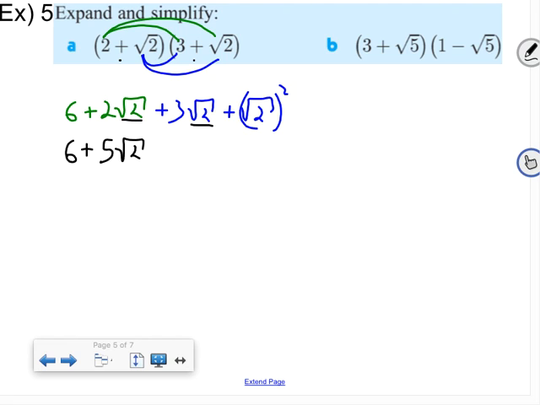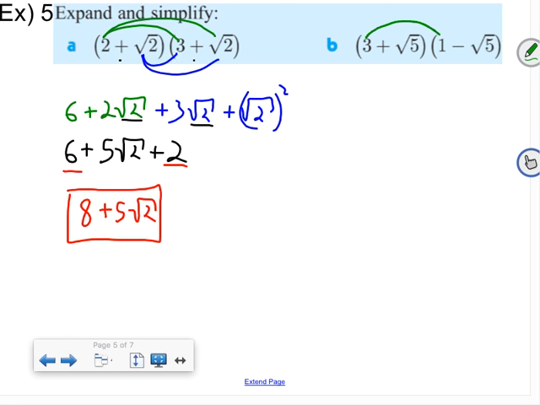This square cancels out the square root, so I get plus 2 there. But notice I still have 2 integers, so I can combine those. 6 plus 2 is 8, and I get plus 5 square roots of 2. And that is simplified. In part B, do the similar idea. I'm going to do green first. So 3 times 1 is 3. 3 times negative square root of 5 is minus 3 square root of 5.